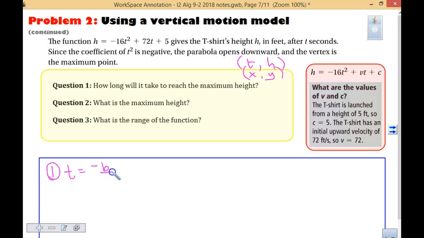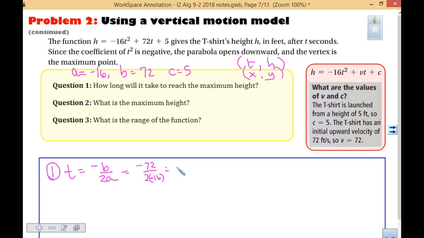-b divided by 2a. In our equation, a happened to be -16. Again, if you don't have a calculator, you might want it for this one. The numbers get a little unclear. B is 72. And we really don't need the c value, but c is 5. Okay? So we are going to plug in 72 over 2 times negative 16. And you can leave your answer as a decimal.